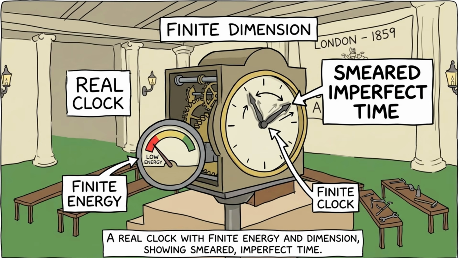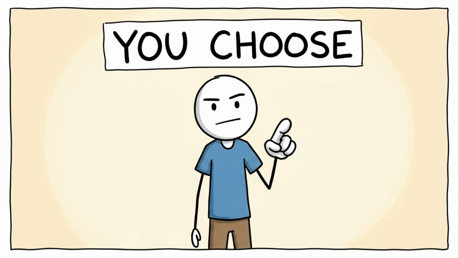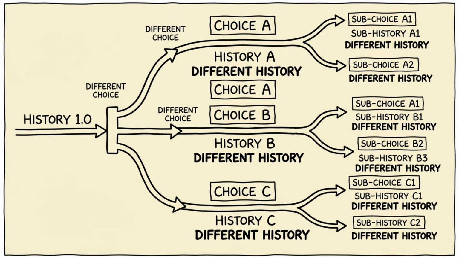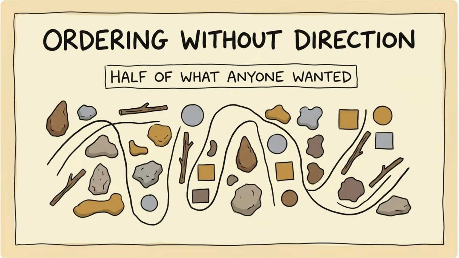But any real clock has finite energy and finite dimension, and finite clocks give smeared, imperfect time. Worse, nothing in the theory tells you which subsystem is the clock. You choose. And a different choice gives a different history. A further complaint has never been answered at all. The construction reproduces the appearance of change and says nothing about why change should run one way. It delivers an ordering without a direction, which is half of what anyone wanted.